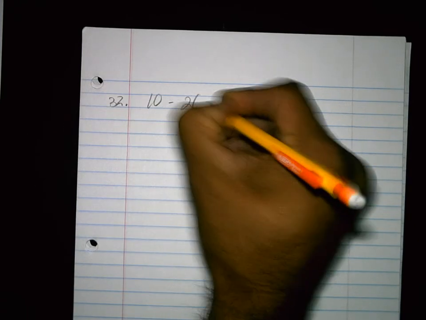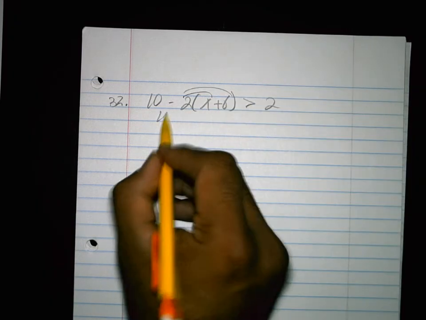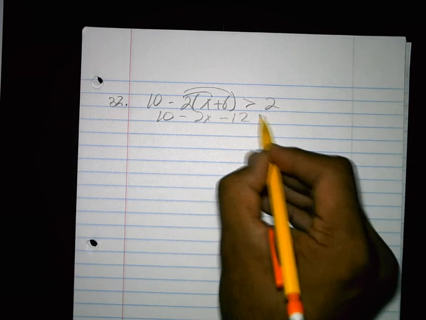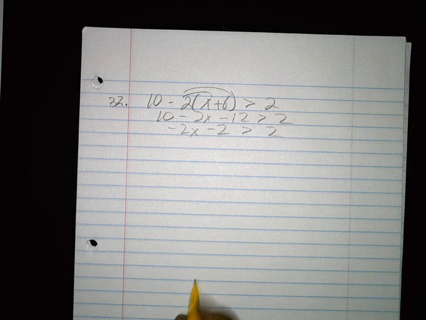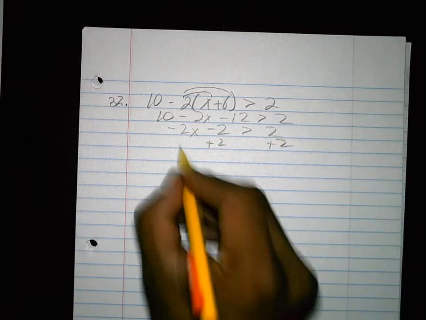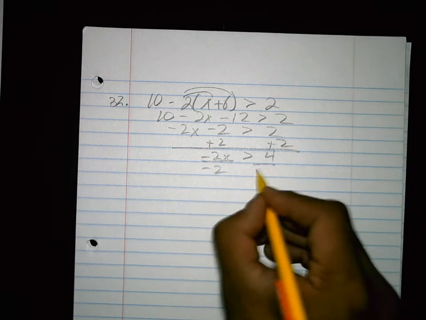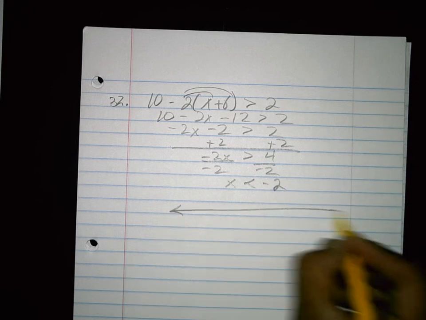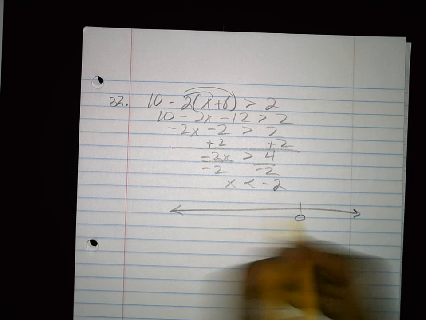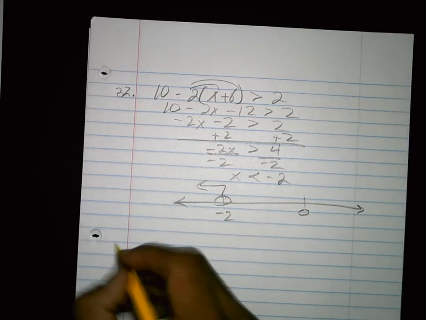32. So I'm going to distribute here, simplify this left-hand side. Combine like terms. I'm going to add the 2 to both sides. Divide by negative 2. So I just divided by a negative, so I have to flip the inequality sign. All right, so I got a 0 here, negative 2. It's an open circle and it's going to the left. All right, last problem here, 33.